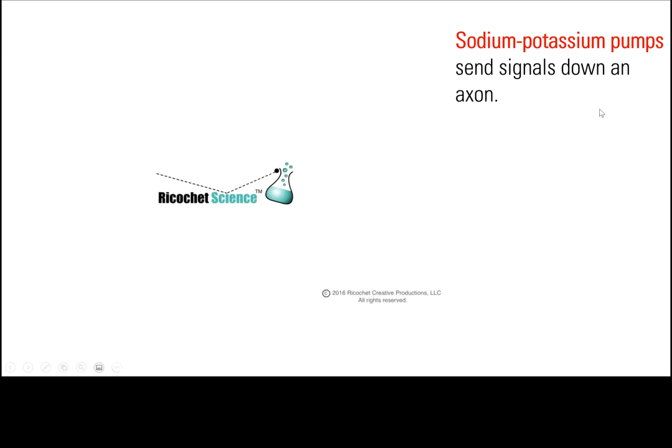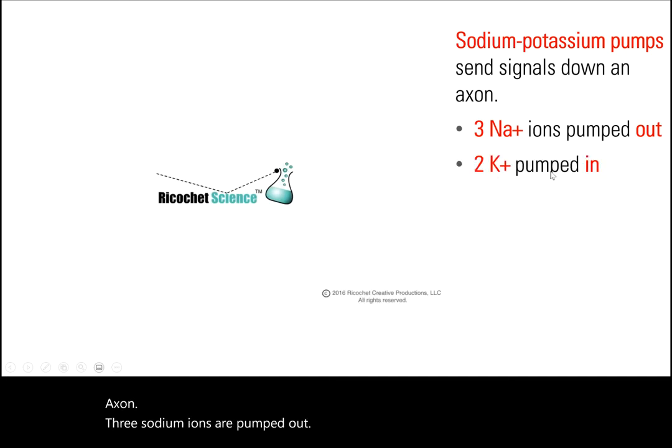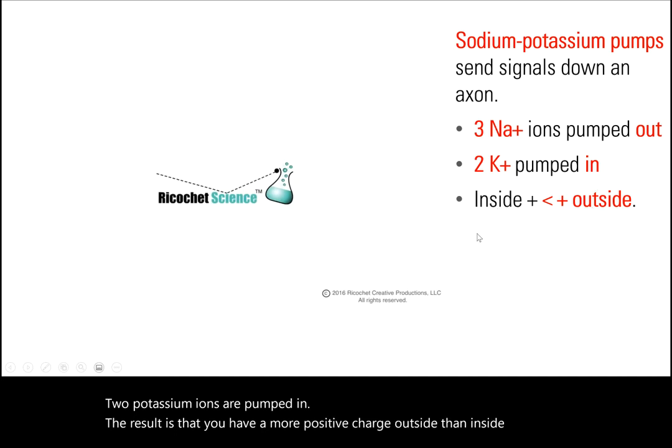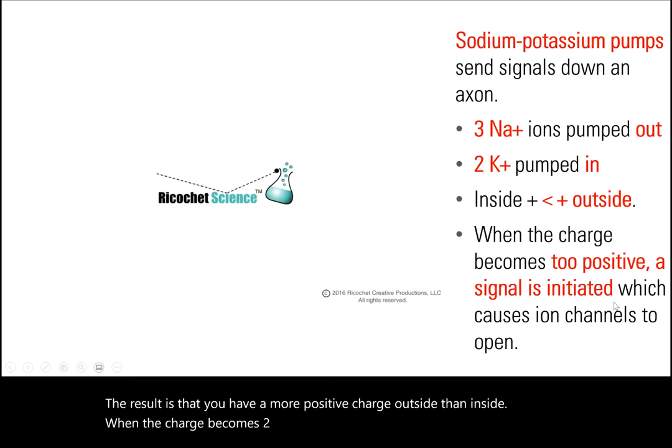Okay, let's review. So the sodium-potassium pump, they send signals down the axon. 3 sodium ions are pumped out. 2 potassium ions are pumped in. The result is that you have a more positive charge outside than inside. When the charge becomes too positive, a signal is initiated that causes ion channels to open, and the signal is propagated down the line.